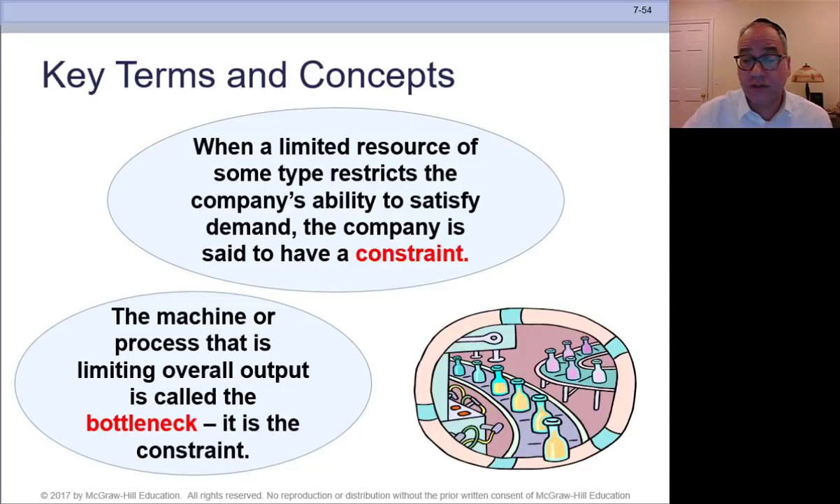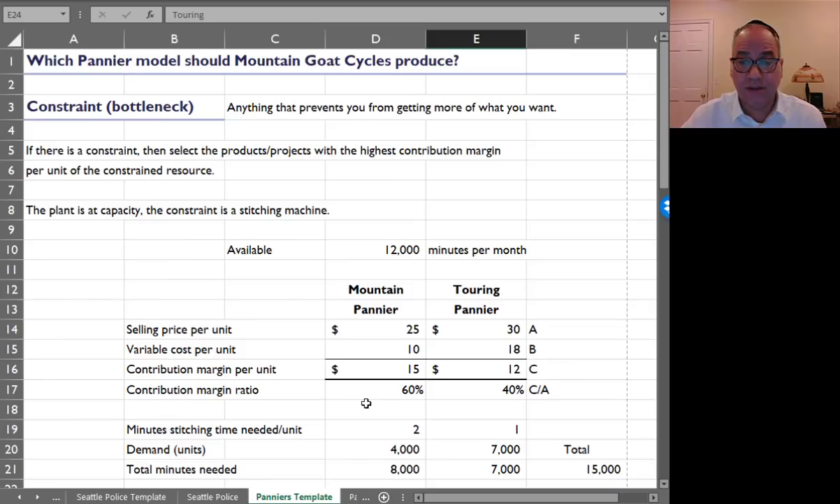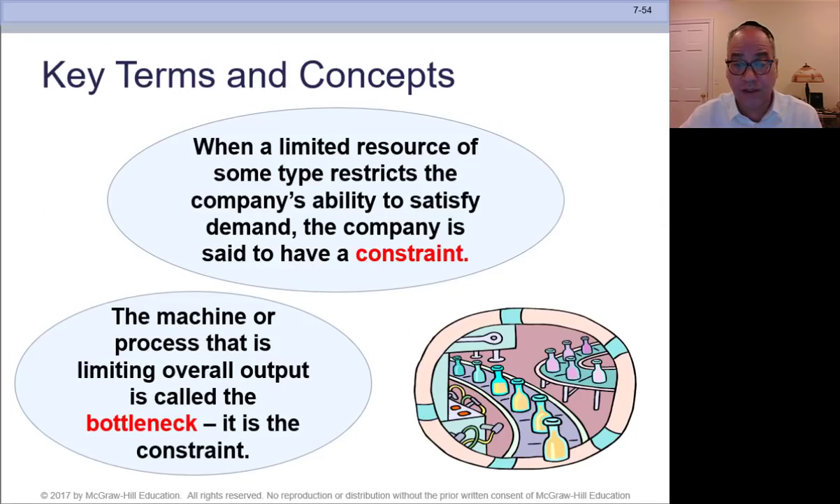So this is called a constraint. A constraint is a situation where you can only make a certain amount of a unit. It's a bottleneck. And when there's a constraint, what you want to do is select whichever projects or products are going to deliver the highest contribution margin per unit of the constrained resource. The wording here is very important.